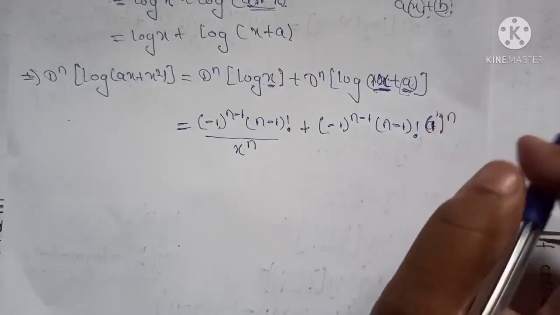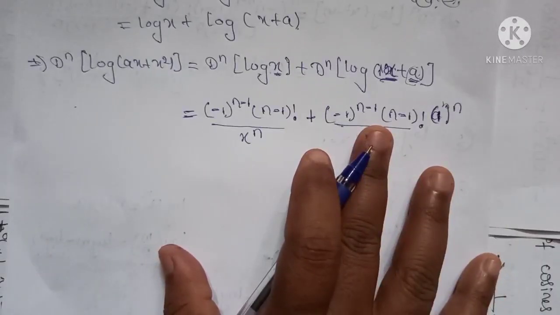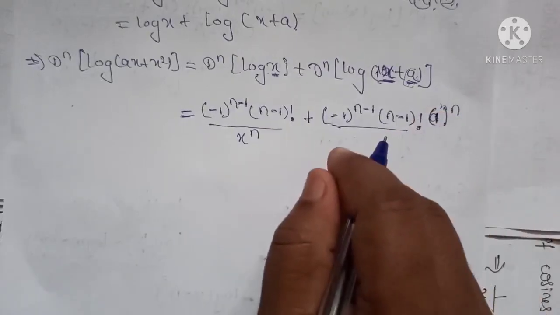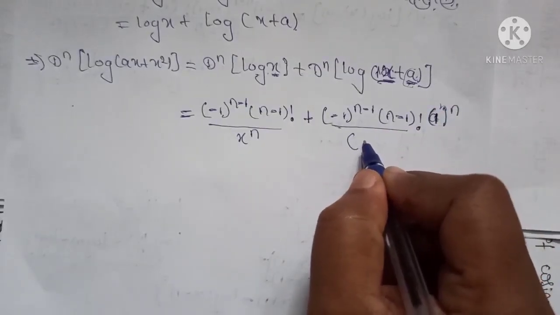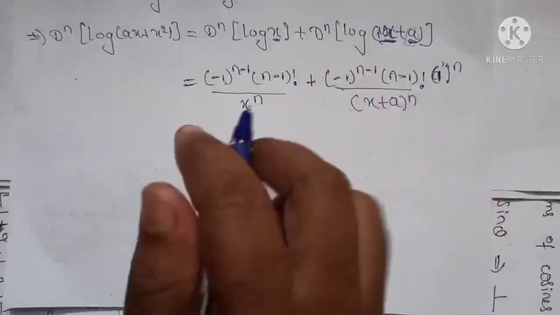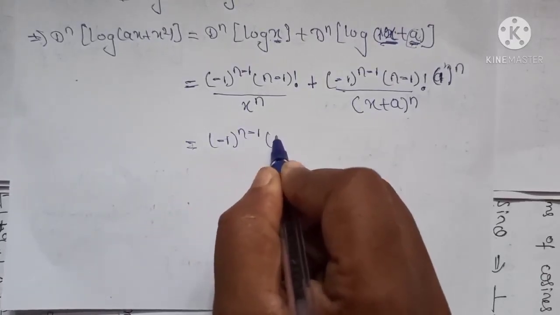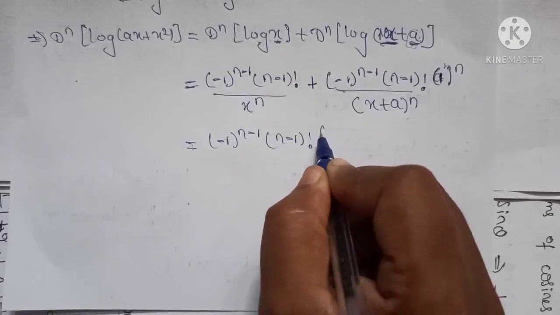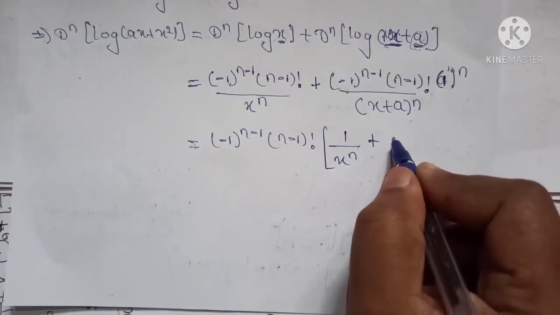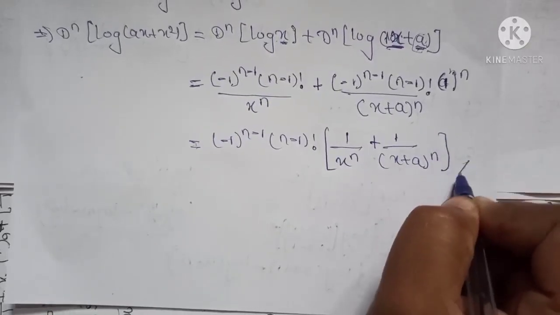Don't get confused. Always remember that a means the coefficient of x, b means the constant, but here we don't use the b term, so directly we write it as x plus a power n. So here we can take minus 1 raised to n minus 1, n minus 1 factorial common, we get 1 divided by x raised to n plus 1 divided by x plus a raised to n. So this is the required answer.